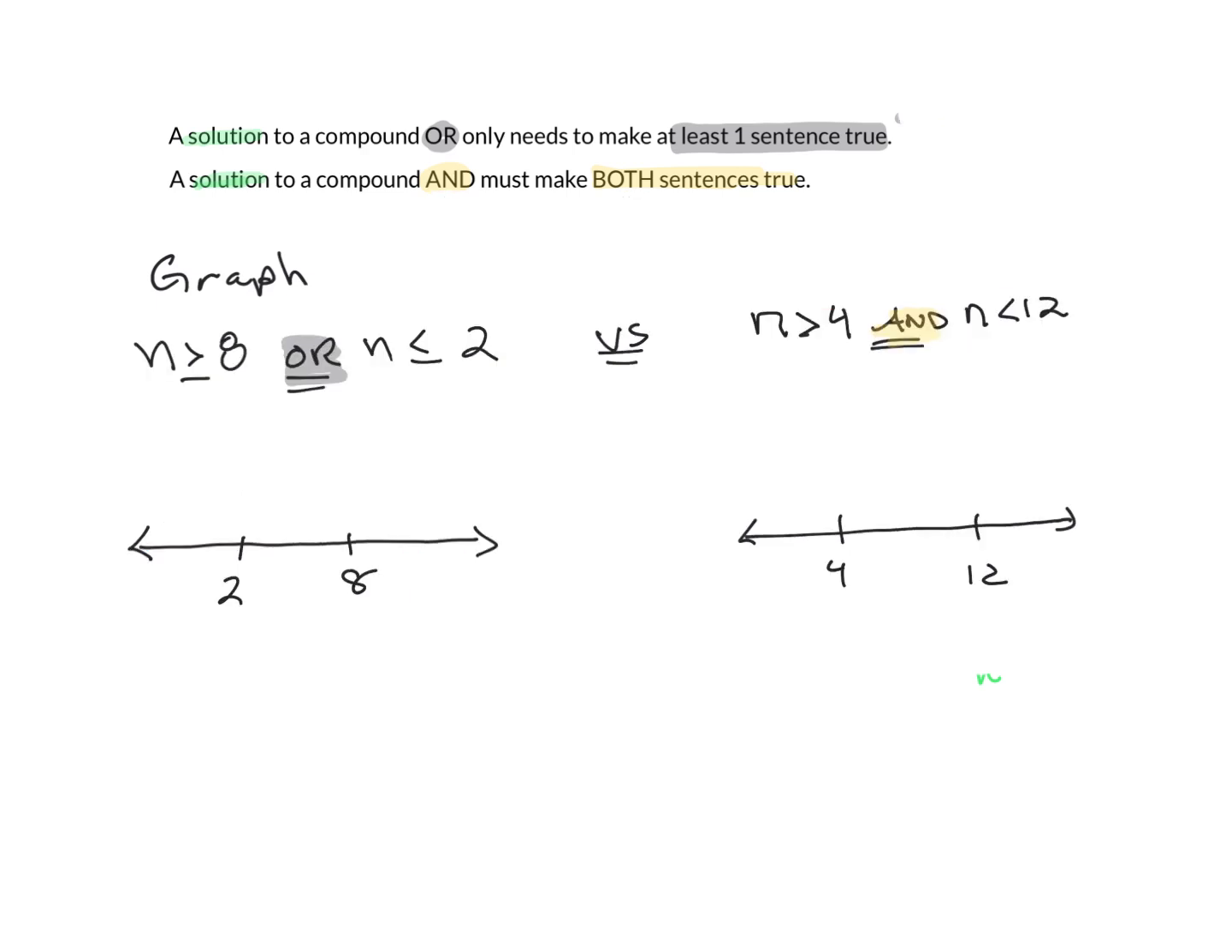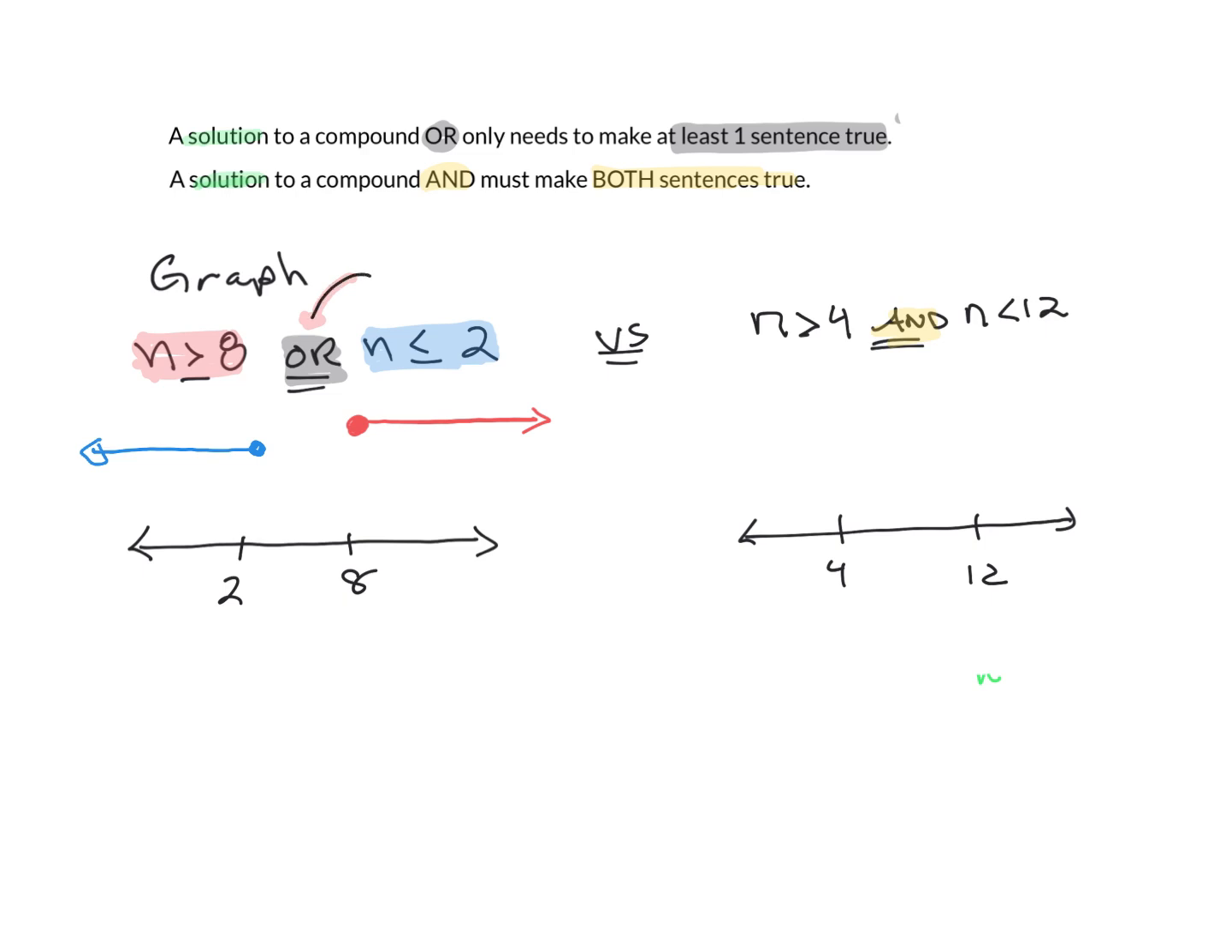Okay, so remember, if it's an OR, it only has to make at least one of them true. So where are all the numbers that will make the first one true, we're going to put in red. So any number that is greater than or equal to, so it's solid, forever and ever, that will make the first one true. What about the second sentence? Anything less than or equal to 2 will make the second sentence true. So we'll do that one in blue, so it's a solid circle, and to the left, less than, forever and ever, will make the second one true.